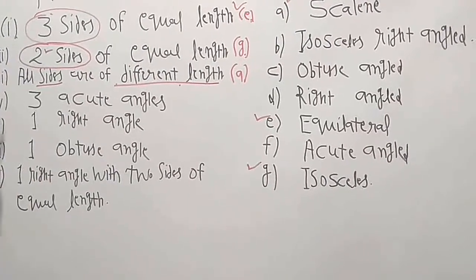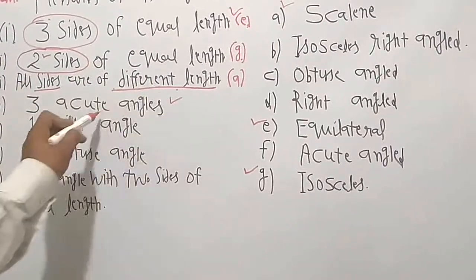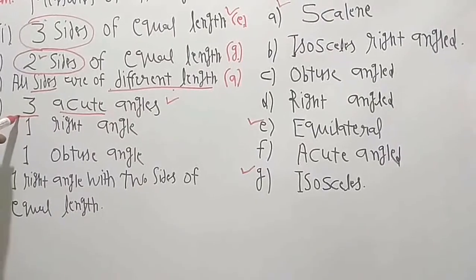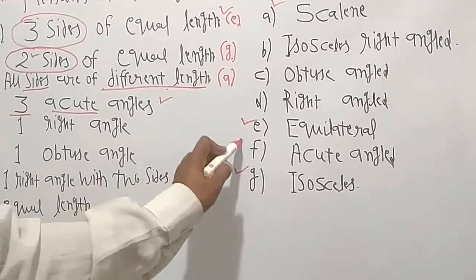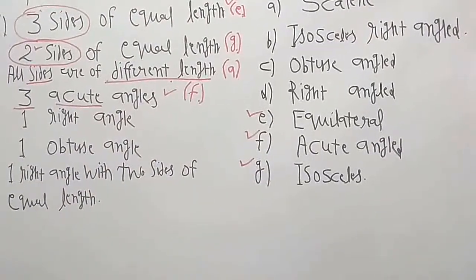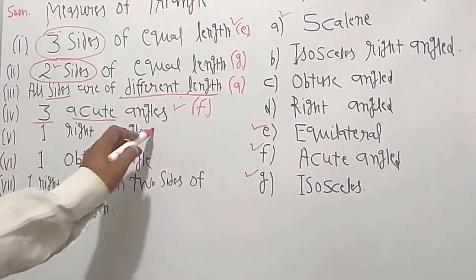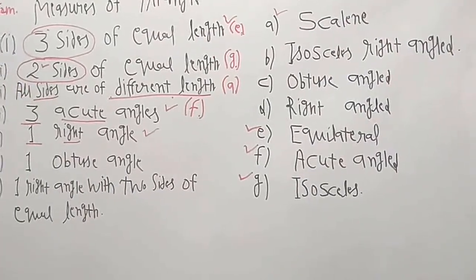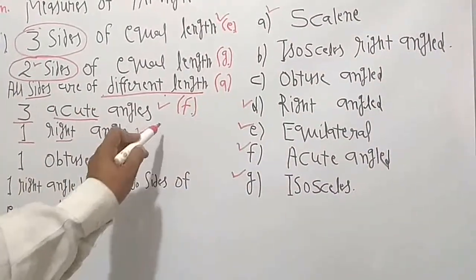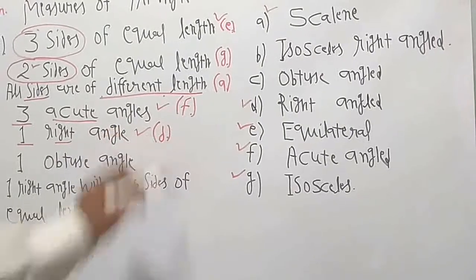Now the fourth part, 3 acute angles. All the 3 angles are acute angles. It is an acute angle triangle. Now fifth part, 1 right angle. At least 1 angle should be right. It is a right angle triangle. So the answer of this part is D.